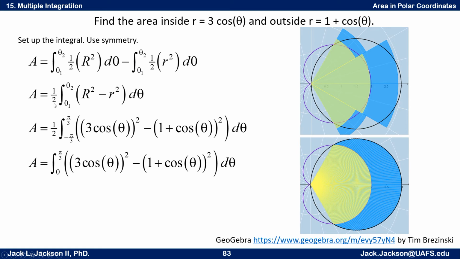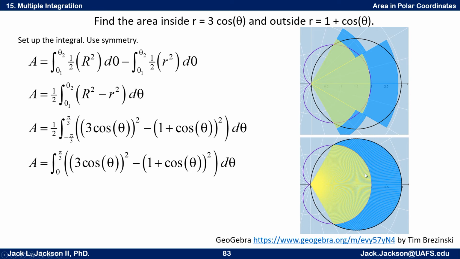And then we have 1/2 the integral from theta 1 to theta 2 of big R squared minus little r squared d theta, where big R is the radius on the outer curve, little r is the radius on the inner curve. Now, of course, both of these are functions of theta. Specifically, big R is 3 cosine theta. Little r is 1 plus cosine of theta. And we're going to square both of those, subtract, and then integrate from minus pi over 3 to pi over 3.